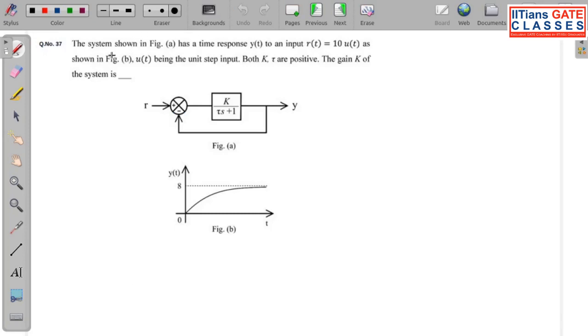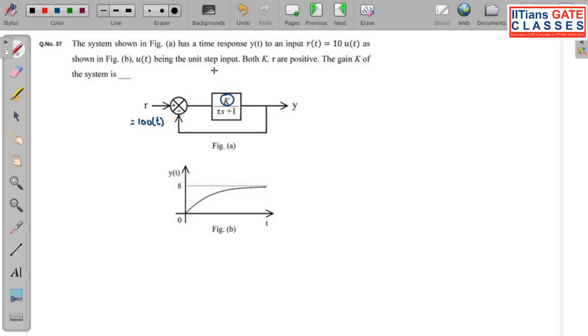So what is this question? The system shown in figure A has a time response y(t) to an input r(t) equal to 10 u(t), as shown in figure B, u(t) being the step input. We all know that both k and tau are positive. The gain k of the system is. They want you to find the gain k of this system.